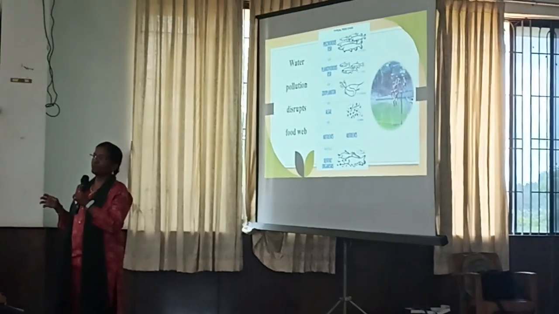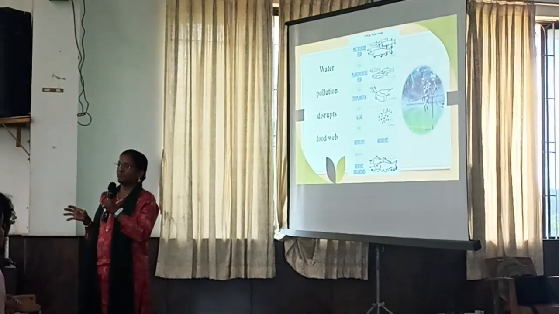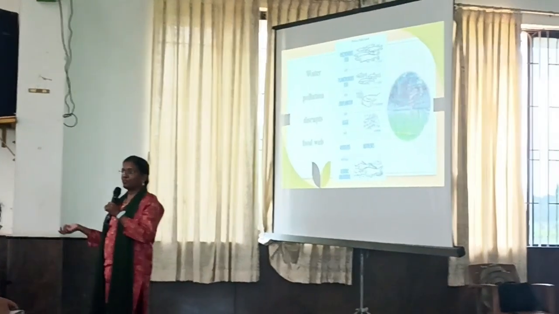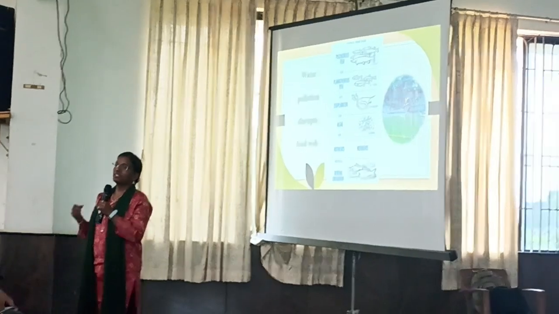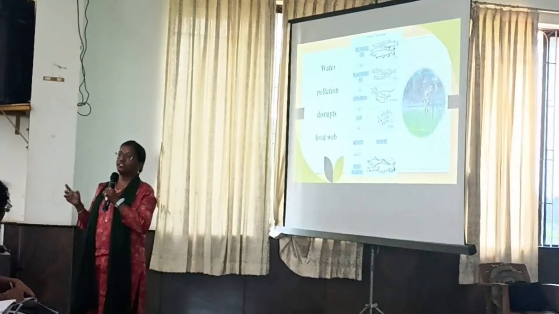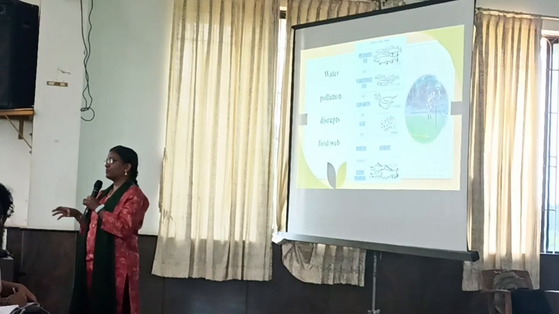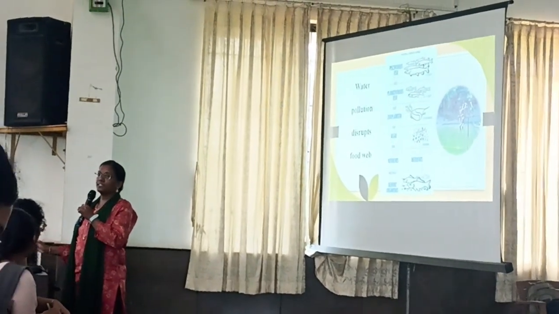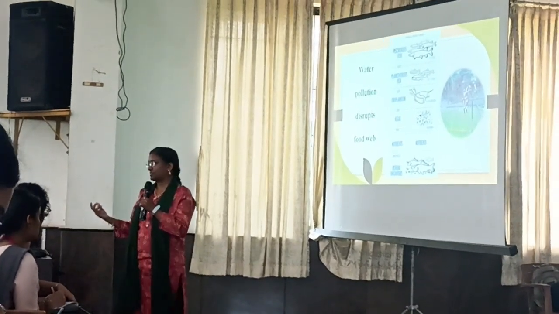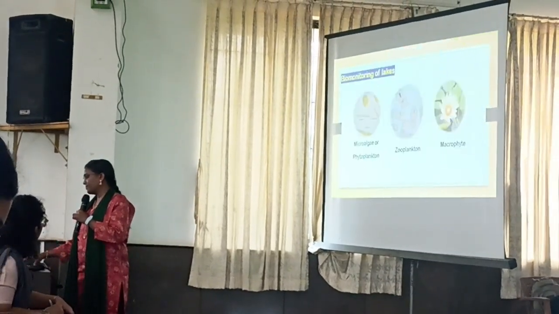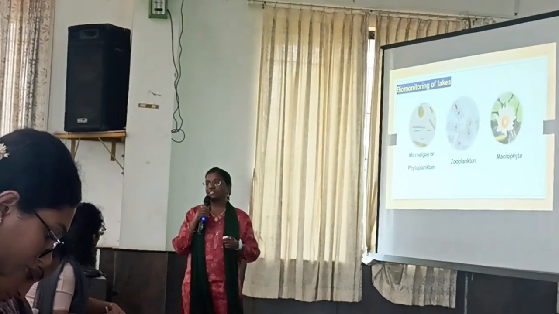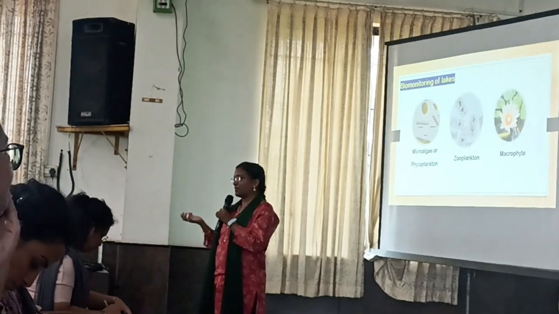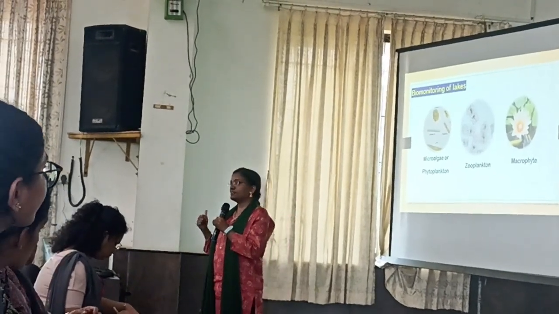When water gets polluted, the entire food web will be affected, like the primary producer, then the primary consumer, secondary consumer, tertiary consumer. The population of all these aquatic organisms will come down when water is polluted. There will be a complete decline in biodiversity. For biomonitoring of lakes, mainly we look at the microalgae or phytoplankton, then zooplankton and macrophytes.